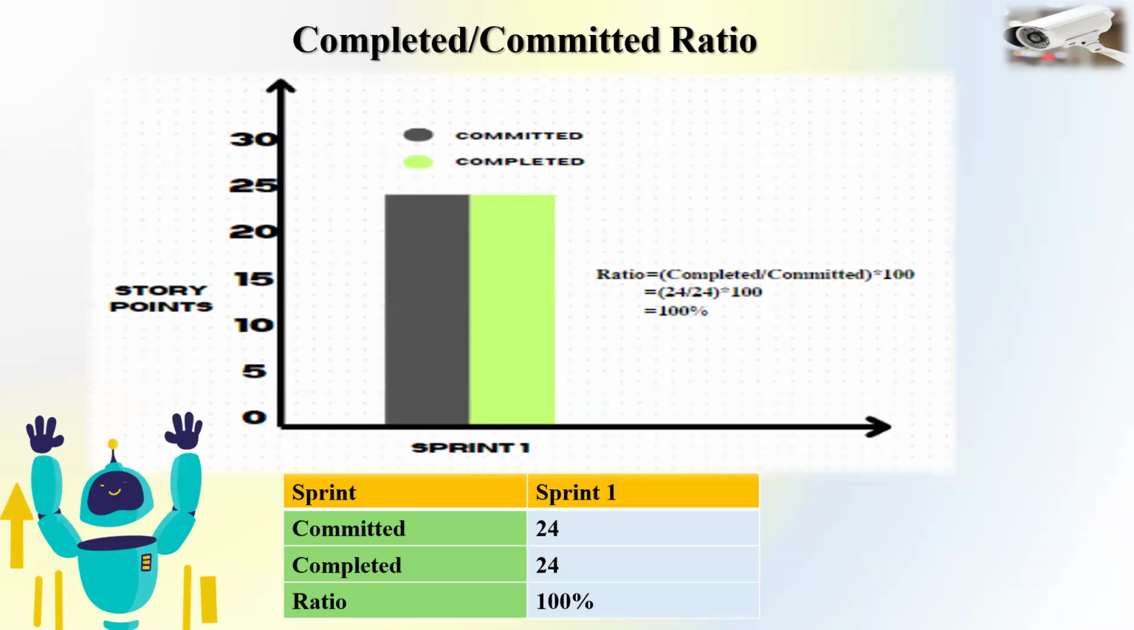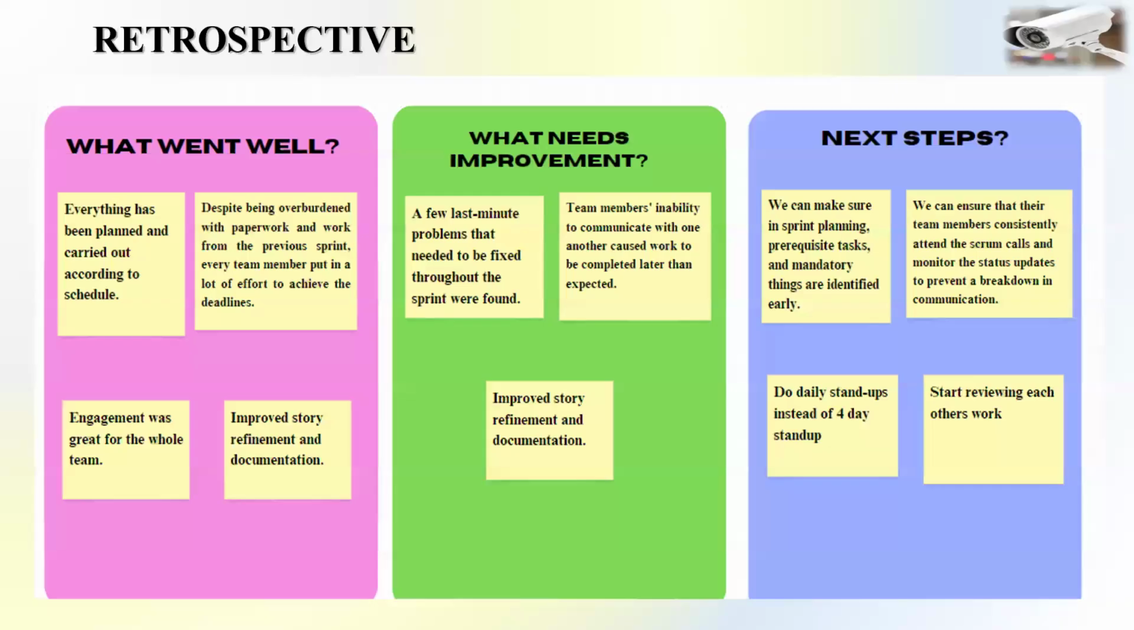Next slide, please. And here you can see the completed to committed ratio. The black indicates committed and the green indicates completed story points. As you can see, both are equal. We committed to 24 story points and we successfully completed all 24 story points. So we have a 100% ratio. And from here, my friend takes over.